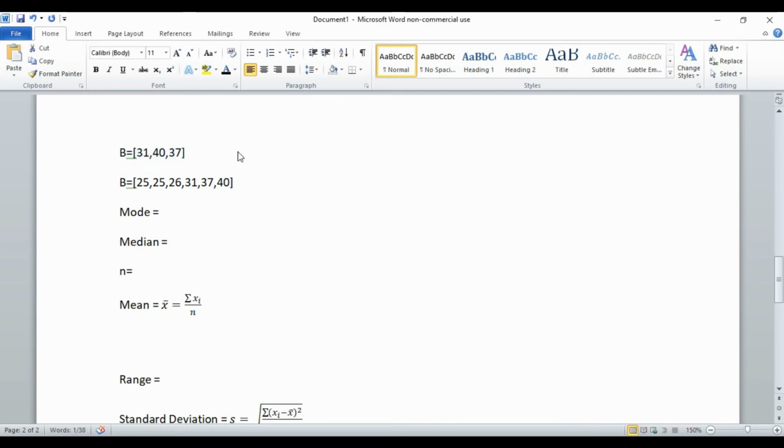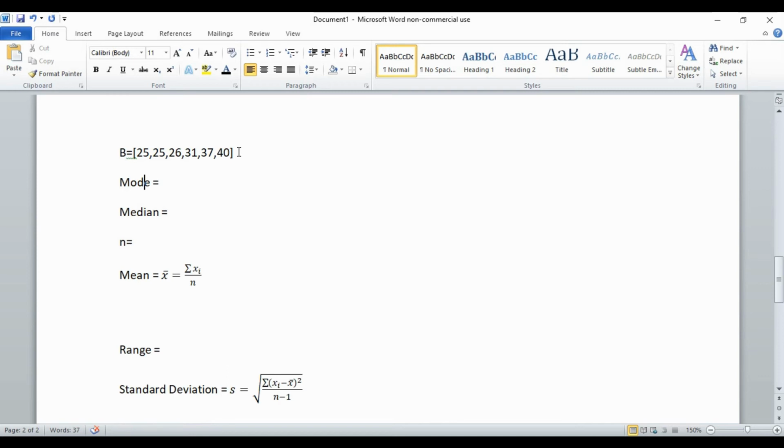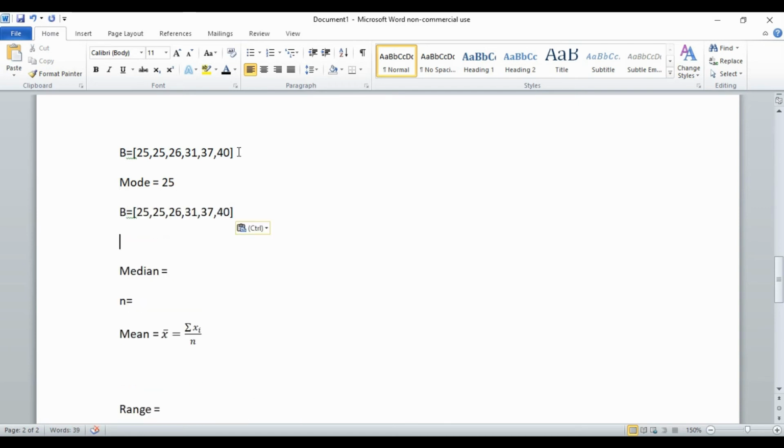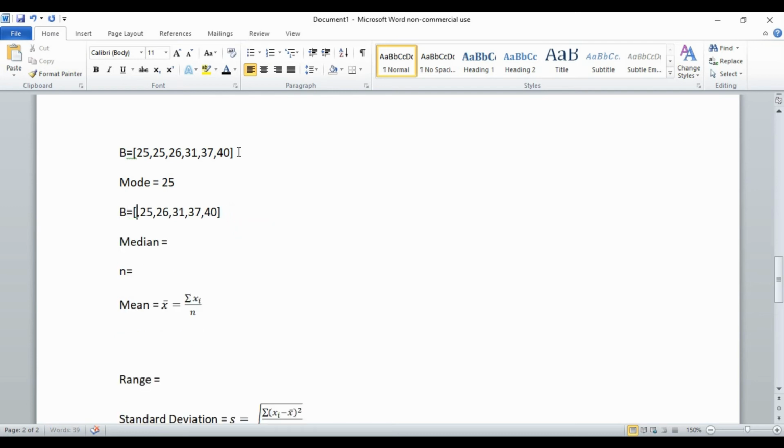Okay. All right. So is there a mode? Yes. 25 occurs twice. All of the other numbers occur once. Okay. The median. I'm going to take this list and then start eliminating. So there's my first and my last. I've got a new set. So I'm going to eliminate my first and my last. I'm left with two values.